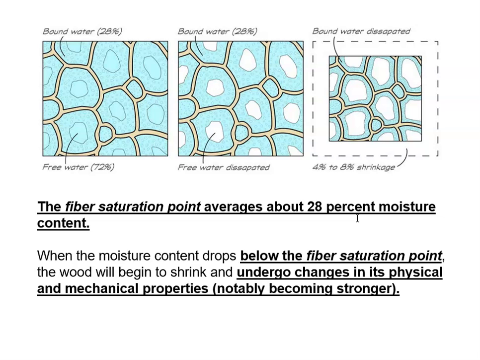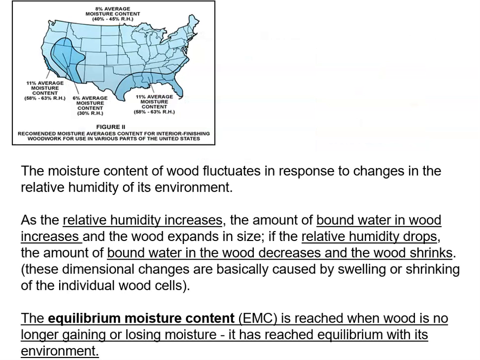Once that free water is gone, we're at about 28% moisture content. When it drops below the fiber saturation point, the wood begins to shrink and undergo changes to its physical and mechanical properties. Very important, it becomes stronger. That's what we're looking for, that we want our timbers to have reached that point. The moisture content of wood fluctuates in response to changes in the relative humidity of its environment.